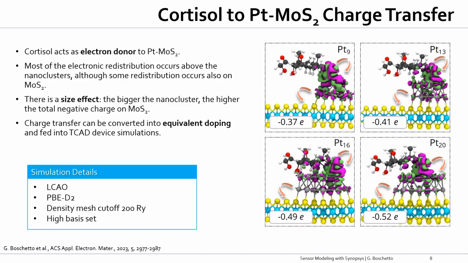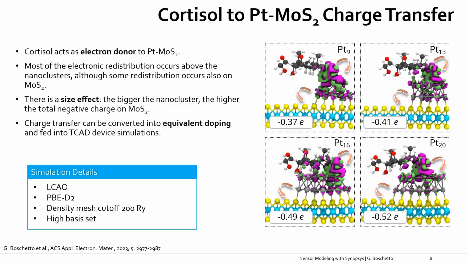Now what is shown here is the electron density difference, which gives us information on charge delocalization when the analyte approaches MoS2. Also, we are showing the net charge transfer. Based on our DFT simulations, we found that cortisol acts as an electron donor to the sensing platform, which means that the charge transfer is from cortisol to the MoS2.